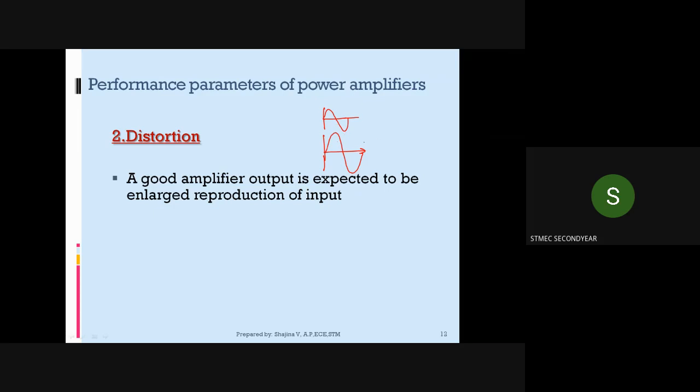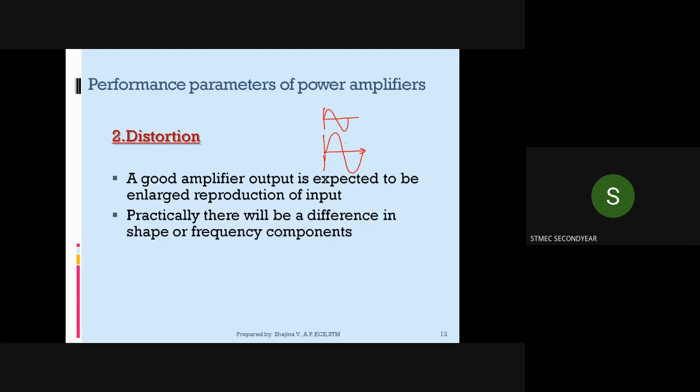Okay, the shape should be retained, that is the thing. But in actual practice, there will be a difference in the shape or frequency components. Actually, in our voltage amplifier, we are increasing the voltage value only. The shape should be retained like this. That is, frequency components and shape should be retained in a good amplifier. But practically, there will be a difference in shape or frequency components between input and output. So that difference between input and output is called distortion. So a signal is distorted means there will be a difference in input and output.